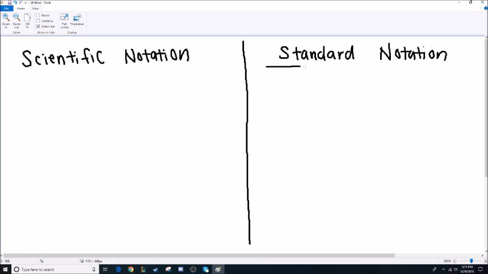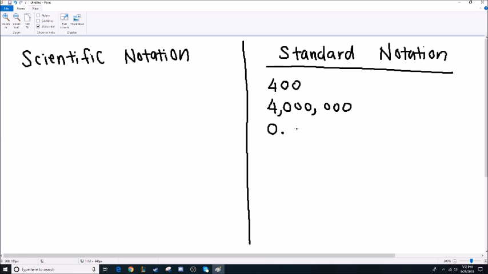Now most of us are familiar with standard notation. Standard notation is just the regular way of how you express numbers. So for example, I have 400, 4 million, and 0.00001. So it's just the normal way that we've been learning about numbers in our classes.